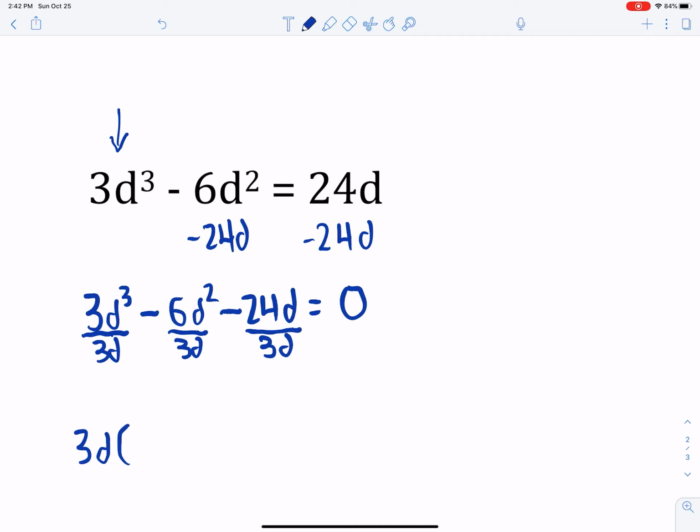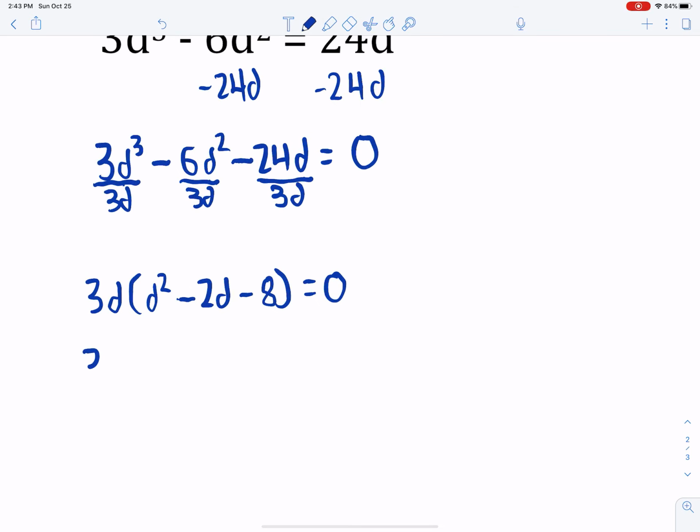3d to the third divided by 3d is d squared. Minus 6d squared divided by 3d is minus 2d. And negative 24d divided by 3d is minus 8. Like that. Now that's not quite done factoring. We leave that 3d out front. The greatest common factor doesn't go away, but we can factor that next parentheses some more.